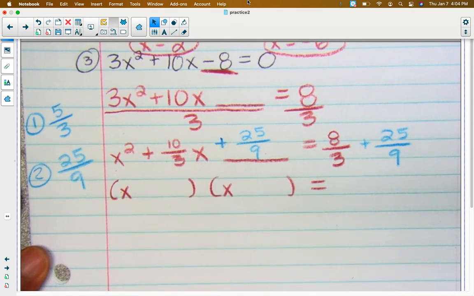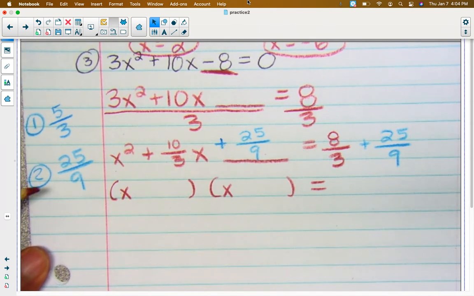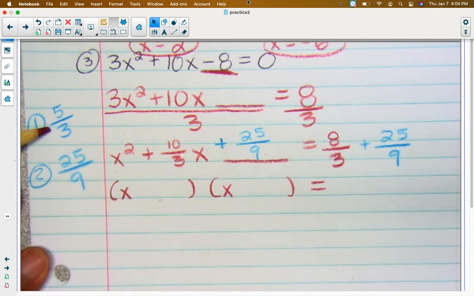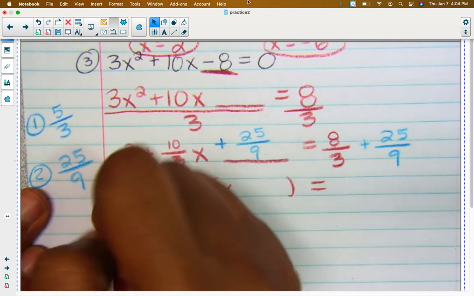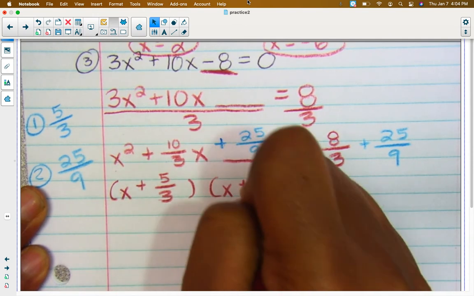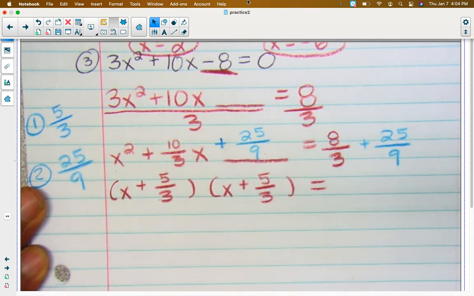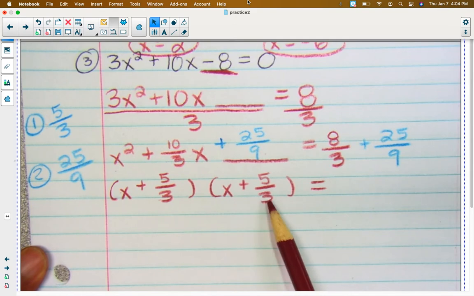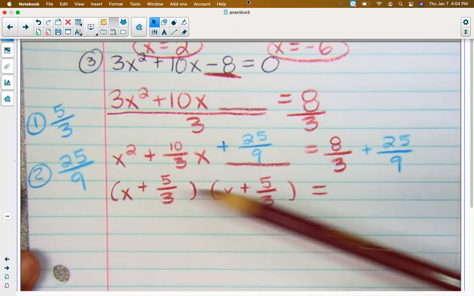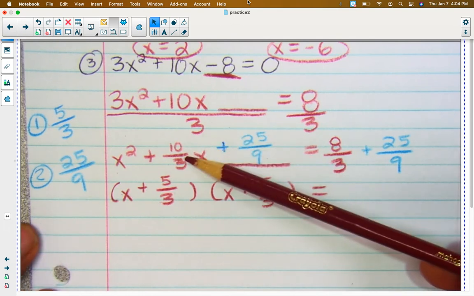Now, the reason I like for you to write out your step 1 and step 2 is because the number that goes in parentheses will always be this first number over here. So the number that goes in parentheses is 5 thirds. 5 thirds times 5 thirds gives us 25 ninths, and 5 thirds plus 5 thirds gives me 10 thirds.